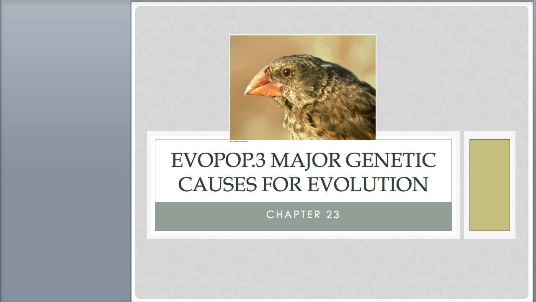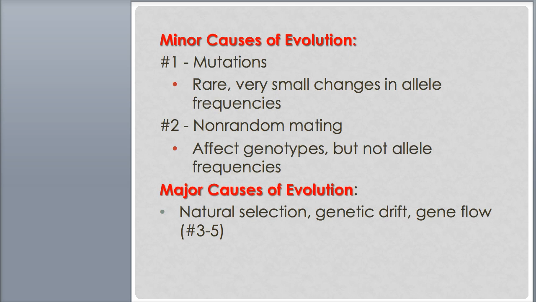genetics? So if you go into the next slide, the minor causes of evolution, we're going to talk about 5 causes. If there's anything you need to know about this video, it's that there's 5 causes. The first cause is a mutation, which we've talked about before. It's a rare, very small change in allele frequencies. So the last video we talked about the frequencies of certain alleles or certain genes. Mutation is just a very random freak occurrence and change just randomly.